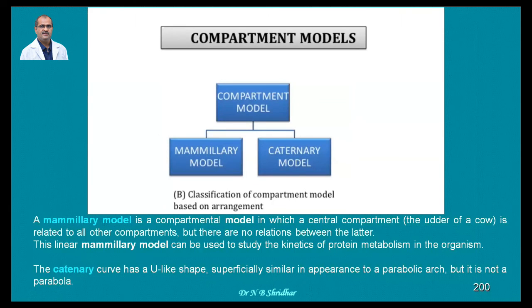And compartment models, once again, can be divided into two models. One is the mammillary model and another one is the catenary model. So what is the mammillary model? It is a compartment model in which the central compartment, like the udder of a cow, is related to all other compartments, but there are no relations between the latter. And this linear mammillary model can be used to study the kinetics of protein metabolism in the organism.